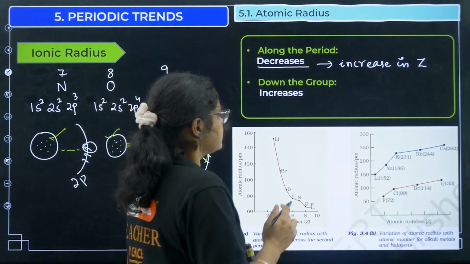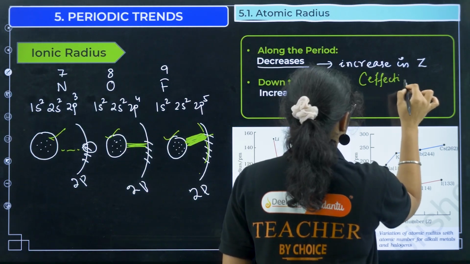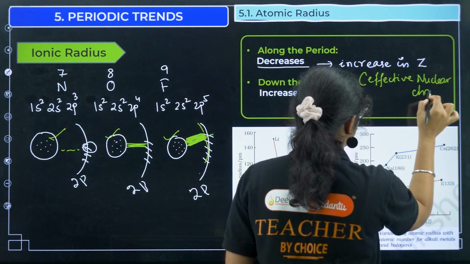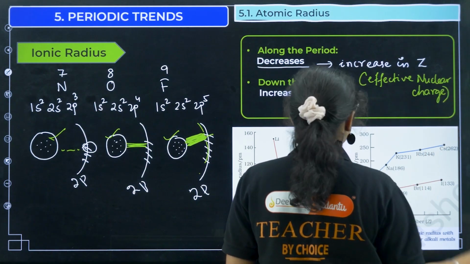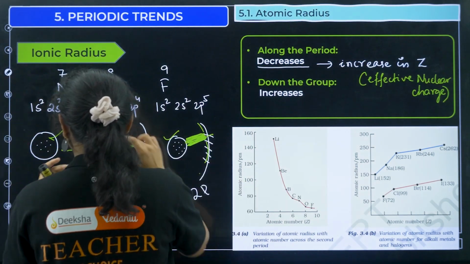Okay, next this Z stands for effective nuclear charge. Okay, now coming to down the group. Okay, so let us consider down the group.